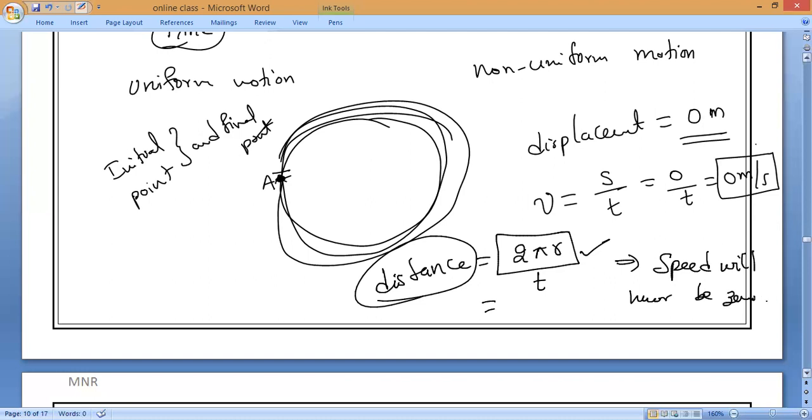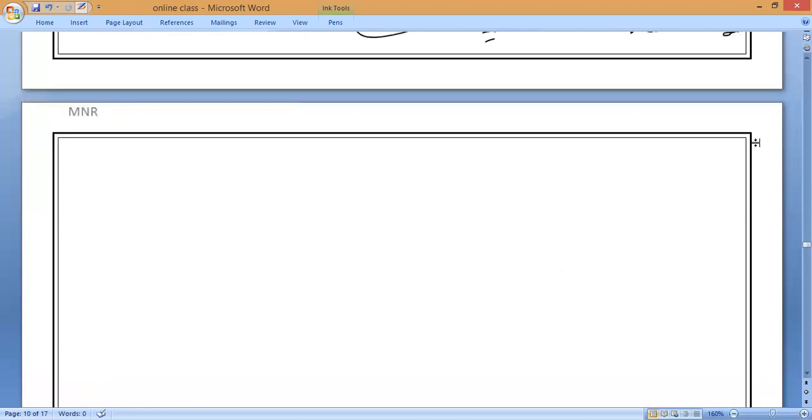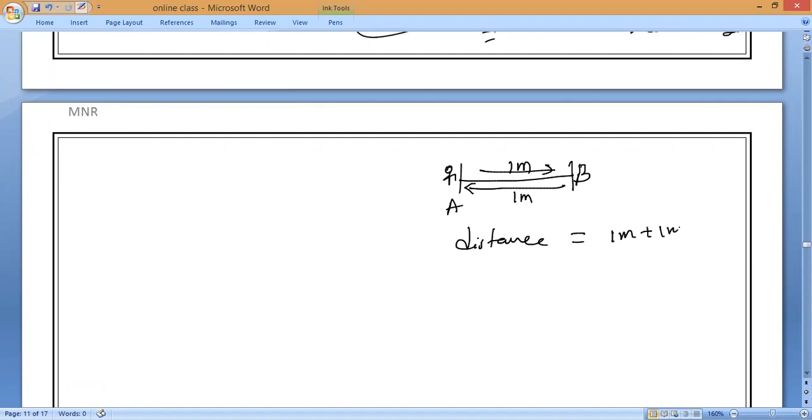Yes, please respond. Why, sir? See, if you take, for example, A to B, this is point A and this is point B. Now, A to B is 1 meter. And now imagine Danishkar started moving from A to B, and after going to B, again he reached A. Now, what is the distance traveled by Danishkar? Distance is 1 plus 1, 2 meters. Okay.